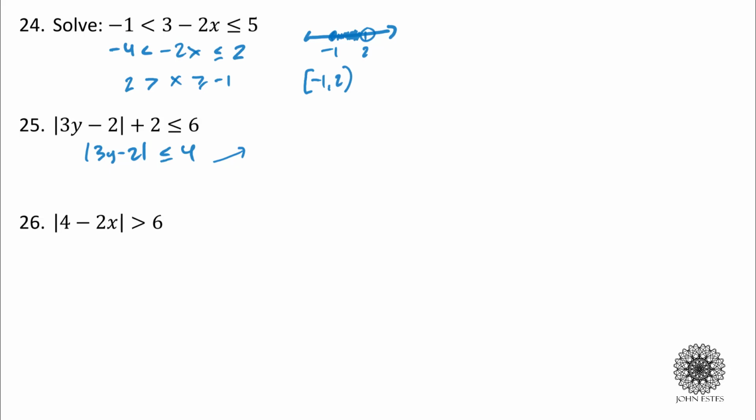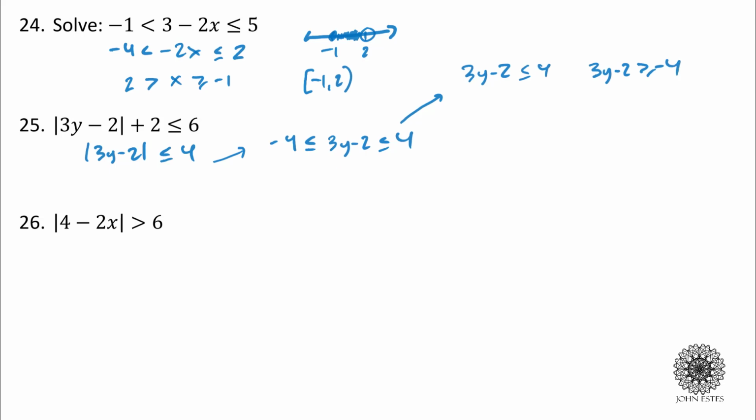So here, you can write it like this: 3y minus 2 is between negative 4 and 4. And some students have mentioned that they would prefer me to write it like this: 3y minus 2 is less than or equal to 4, and 3y minus 2 is greater than or equal to negative 4. And you can do that. It's saying the same thing, okay?